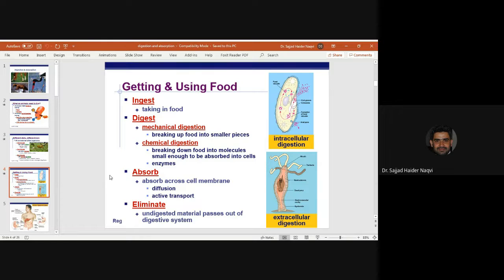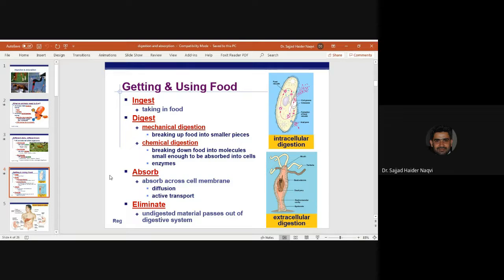So in this case, you need energy because you are taking the nutrients or the material from lower concentration to higher concentration, or you might have some sort of barriers which will not allow the diffusion to take place. So in that case, you need energy, and that is called active transport. So the absorption of the food involves both processes, diffusion as well as active transport. The last stage of this process is elimination.